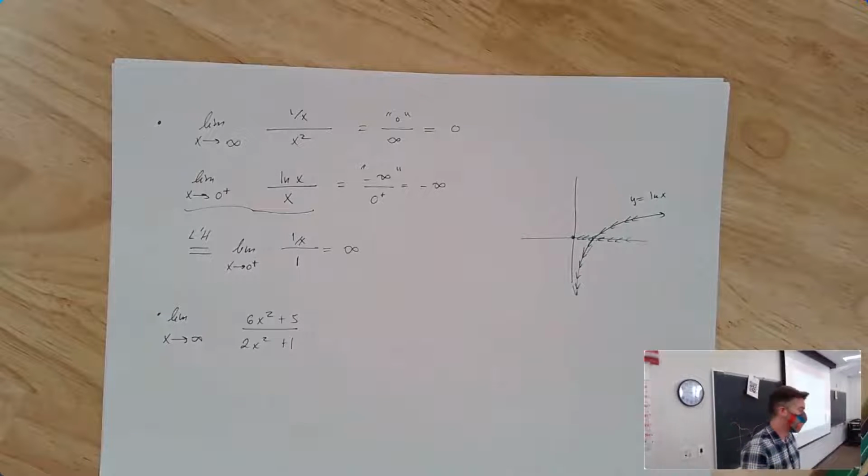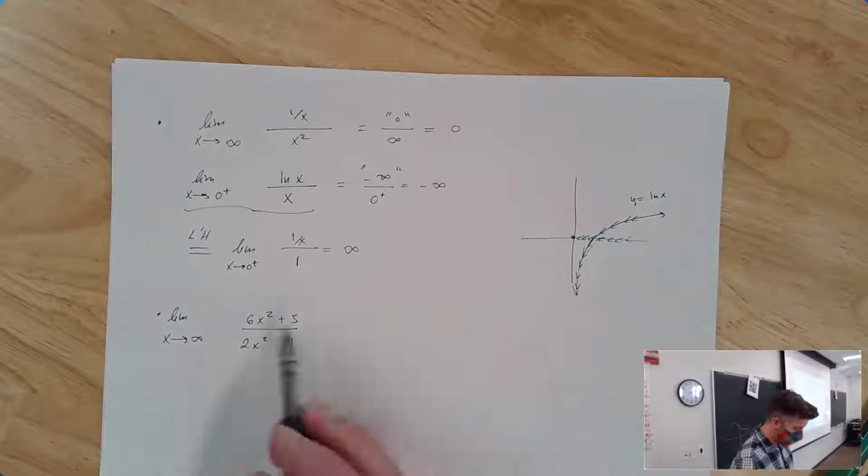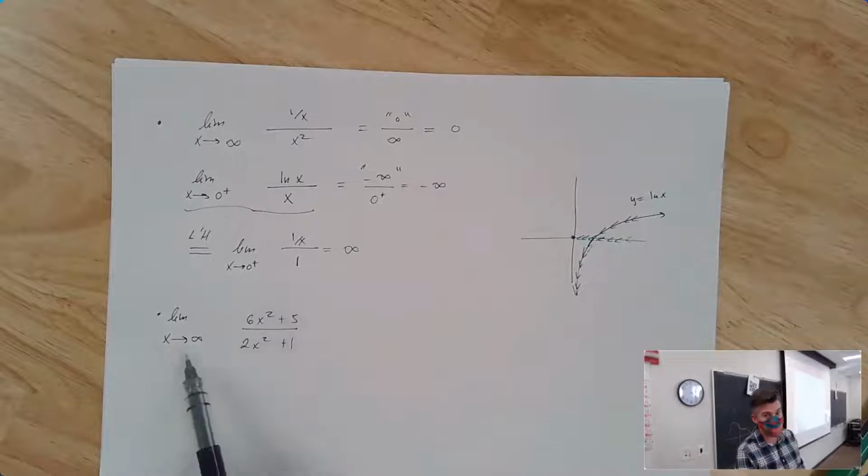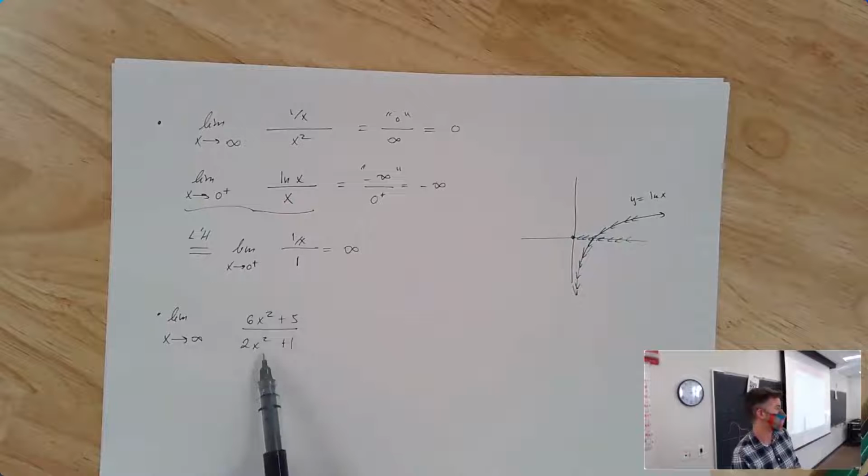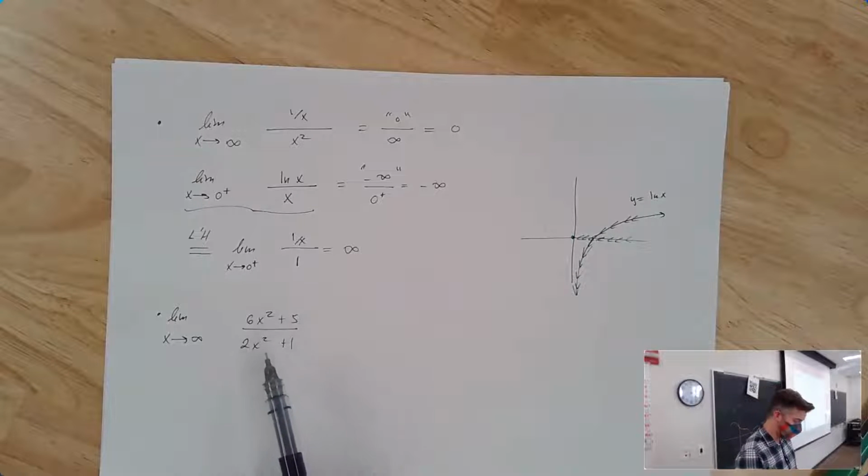Okay, fine. The answer is 3. And this is one of those limits where if x is going to infinity and the degree on top and the degree on the bottom is the same, the limit is the quotient of the leading coefficients, which is 6 over 2, which is 3.